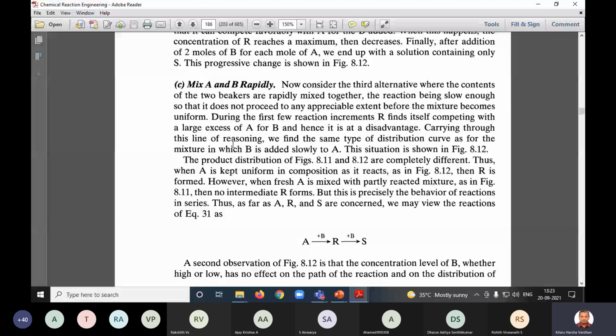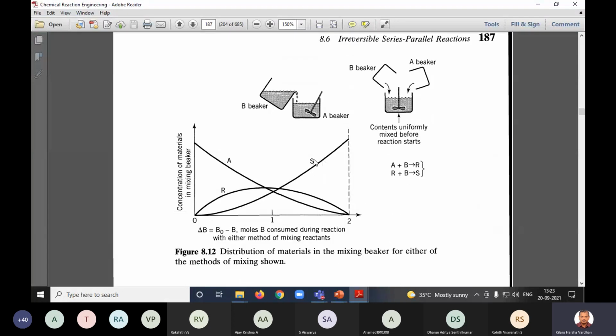Carrying through this line of reasoning, we find the same type of distribution curve for the mixture in which B is added slowly to the A, right? So this is one reason, because both A and B are in large excess. So continuously it forms R till the R quantity is more. Once the R quantity is more, then it forms S. That is why you are getting the same kind of curve, right?